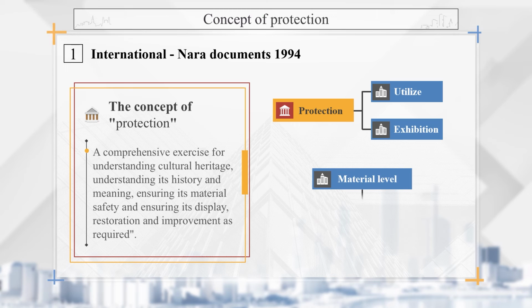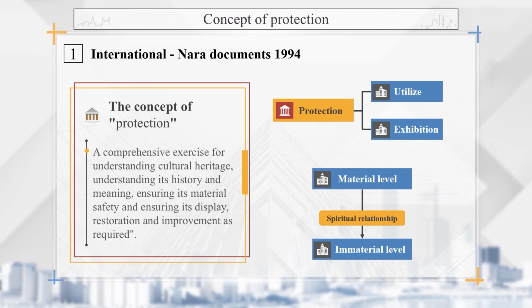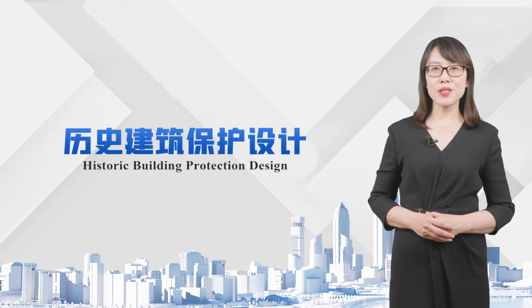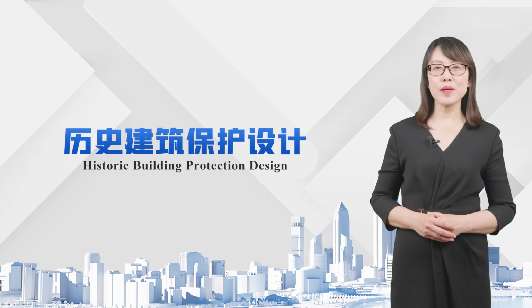To sum up, we can learn from several international charters. The concept of protection extends from the maintenance of the material level to the intangible level, and begins to pay attention to the spiritual relationship between heritage and human beings. Human beings should establish the relationship between human beings and heritage by understanding the intrinsic meaning of heritage.